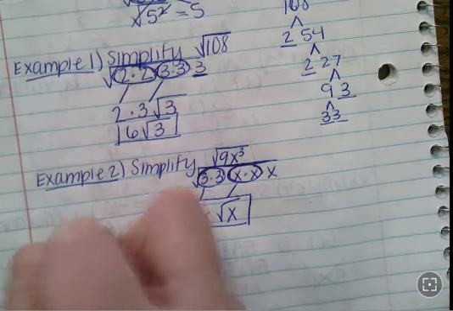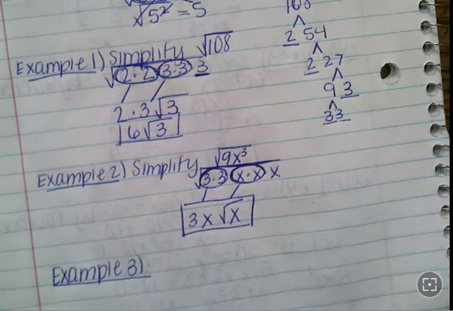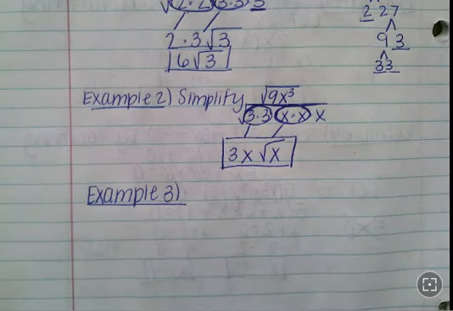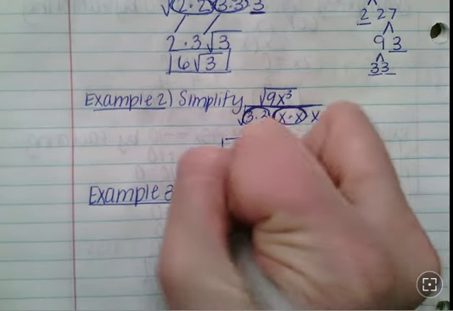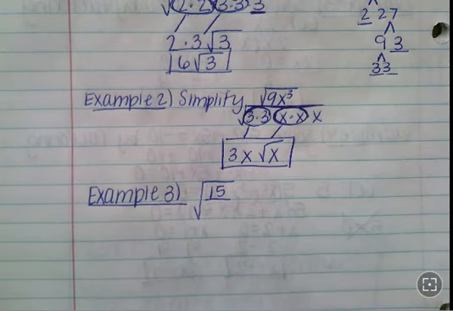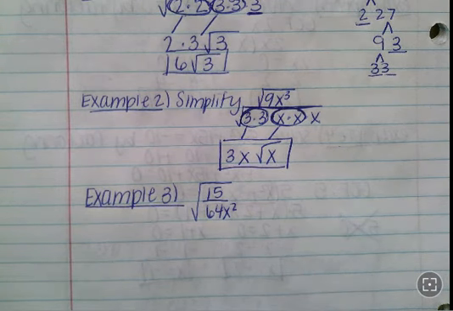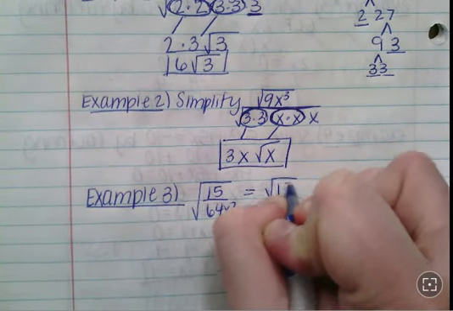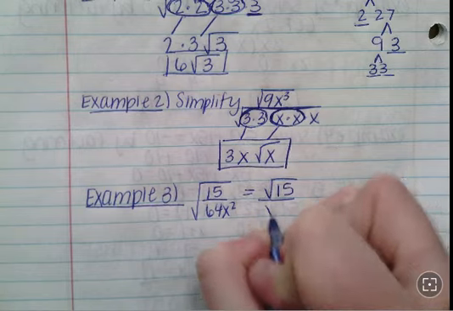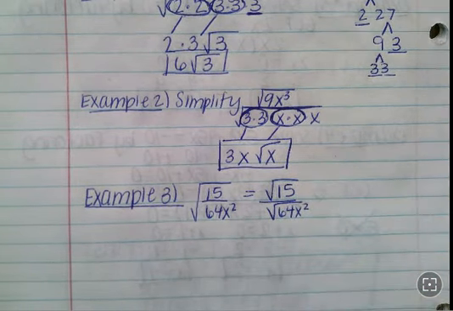Let's now look at what happens if we've got a division. Example 3. Let's say we had the square root of 15 divided by 64x squared. Well, there's this really smart old dead guy that figured out that this is the same thing as doing the square root of 15 divided by the square root of 64x squared.